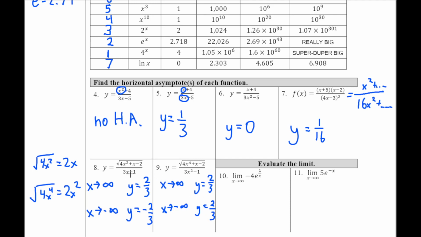Again, in question 8, this is just an x by itself. However, in question 9, the x is squared, so even as x is approaching negative infinity, a negative number squared is still positive.